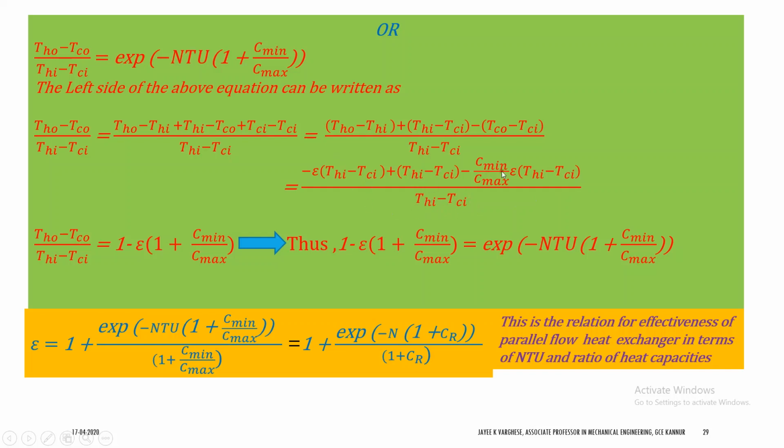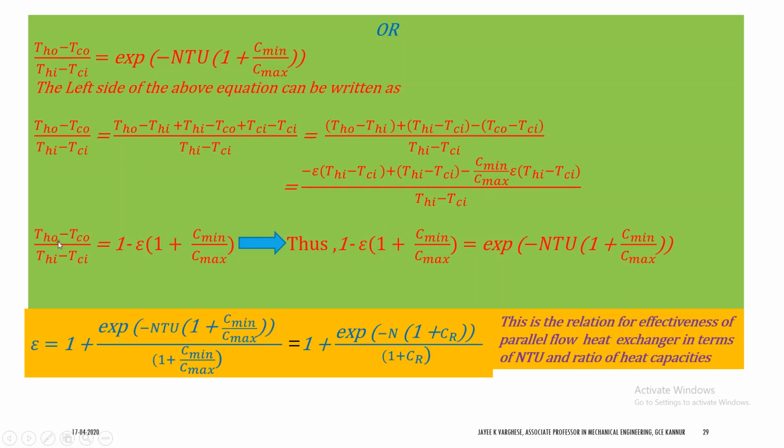So now we can cancel all these THI minus TCI in the numerator and the denominator. Thus we have THI minus TCI divided by THI minus TCI, that will become 1 minus, now epsilon is taken out, so there is an epsilon here and an epsilon here. So once we take this minus epsilon outside, THI minus TCI will get cancelled, 1. So 1 plus, now this epsilon is cancelled, taken outside, C min by C max.